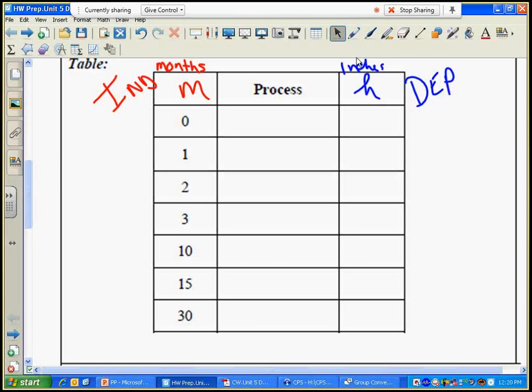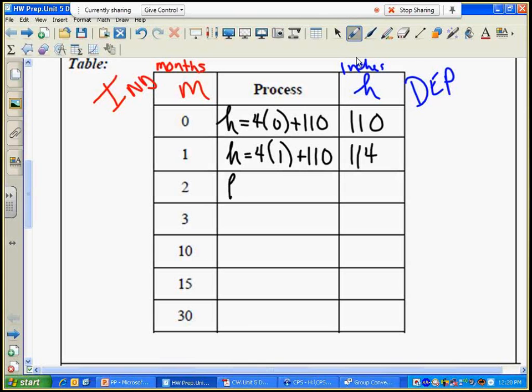Now, what we're going to do is we're going to take our 4M plus 110, and we're going to start plugging in these values of M, the 0, the 1, the 2, the 3, and so forth. And we're going to show the process. We're going to show us plugging in or evaluating that equation before we get our final answer. Okay, so when M equals 0, we'll have H equals 4 times 0 plus 110. That means that H is going to be 110. We're going to keep on working our way down the table, plugging in the values over here on the left for M. And, of course, we're going to get slightly different answers for H. Let's keep going.